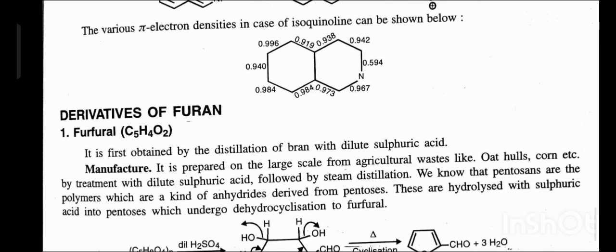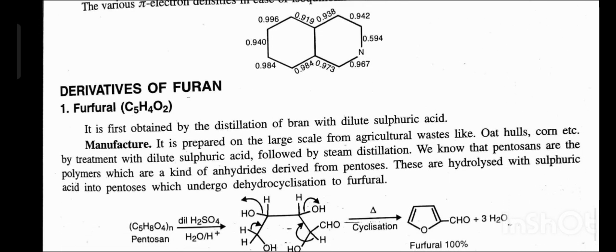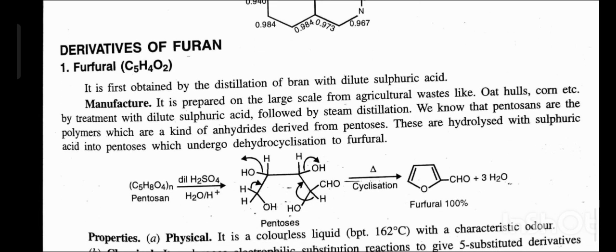Derivatives of furan. First, furfural. It is obtained by the distillation of bran with dilute sulfuric acid. Manufacturing. It is prepared on a large scale from agricultural waste like oat hulls, corn cobs, etc. by treating with dilute sulfuric acid, followed by steam distillation.